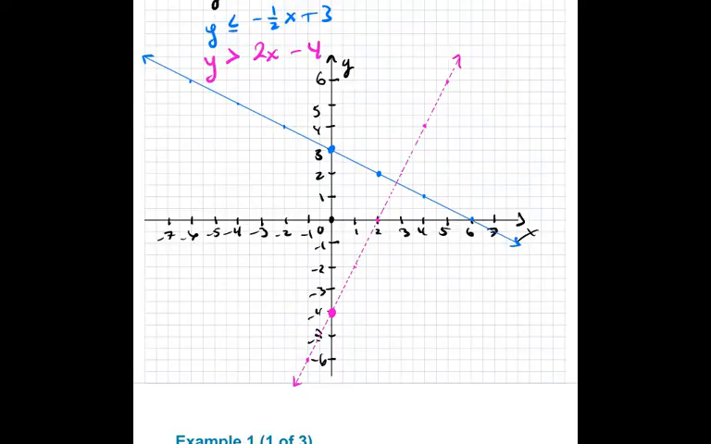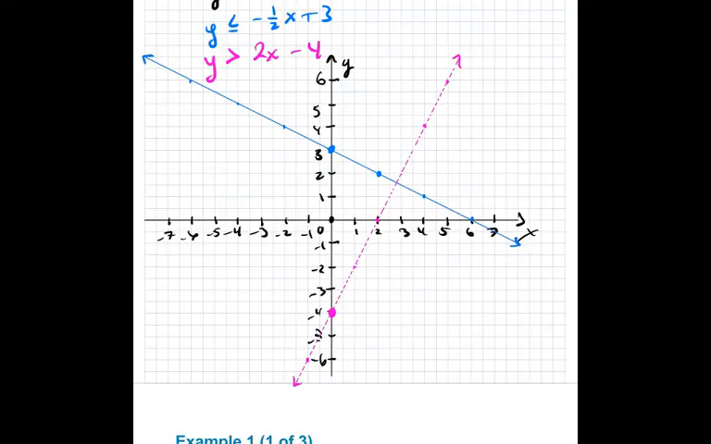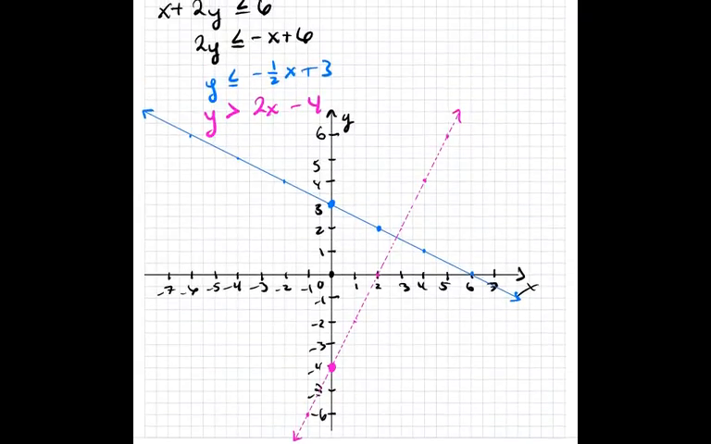So then to shade the proper region for the blue part, let's do a blue in this one. We can choose a test point, right? If we're focused on the blue line, say we choose the origin 0, 0. Does it make it true or false when x is 0 and y is 0? So 0 is less than 3. That's true, right? 0 is less than or equal to 3. That's true. So we would shade that region.